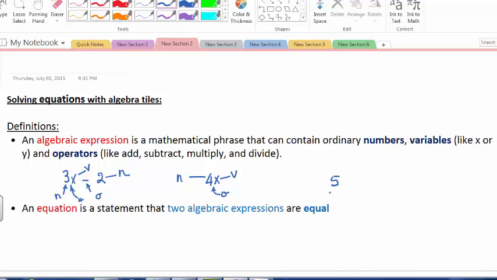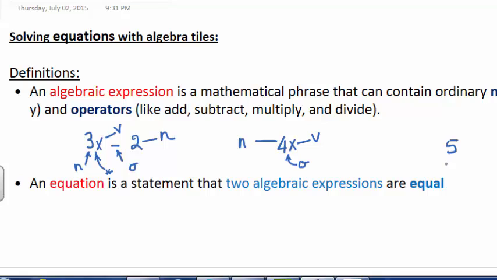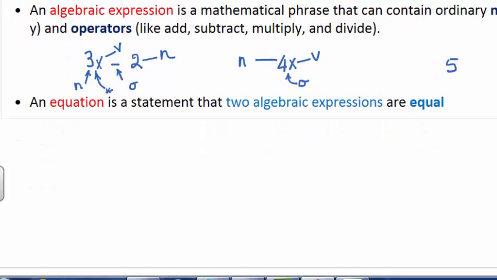Now let's go to the second definition, an equation. An equation is a statement that two algebraic expressions are equal. That means if I take any two algebraic expressions and put the equal sign between them, it's an equation. The word equal here is very important, that's why we call it an equation. So, 3x minus 2 equals 1.